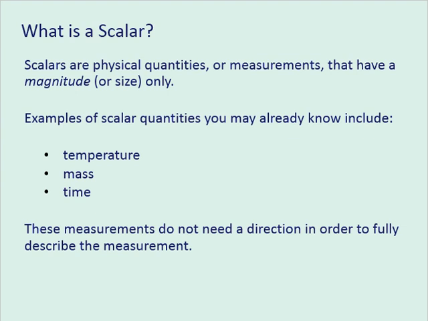Examples of some scalar quantities or measurements you already know include things like temperature, mass, time. These measurements do not need a direction in order to fully describe the measurement. The measurement simply on its own will tell you what it means.